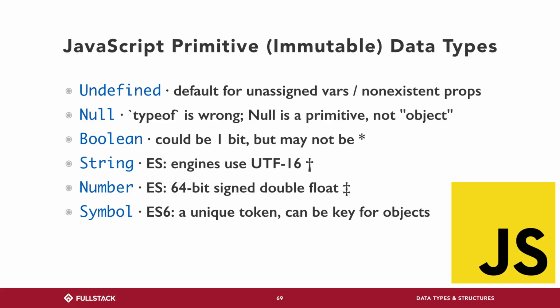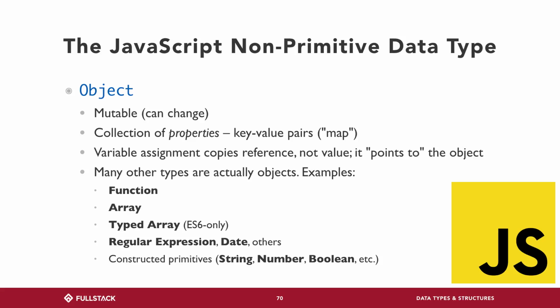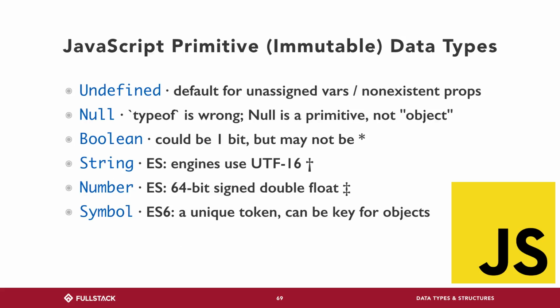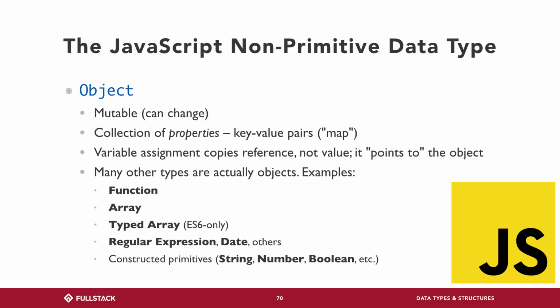Like I said, I have yet to find a reason to use it. So these are our primitive data types, but then we also have non-primitive data types. And that means that we have types that are really collections in some fashion of other types. And the most common one, by far, is an object. And an object is what we call a map.